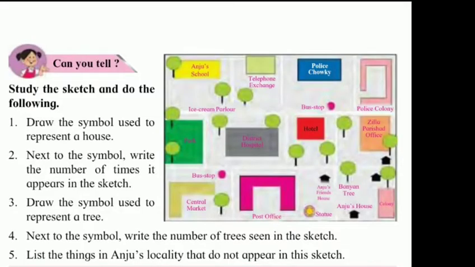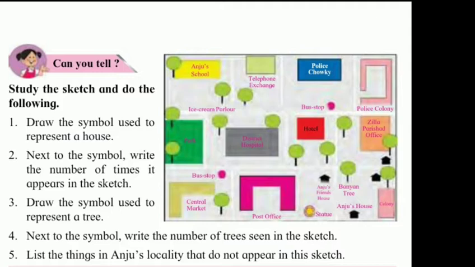Now students, coming to page number 88. Here a smaller picture of Anju's house and locality is given. Here realistic pictures of trees and buildings are not shown, and the symbols are given, they all represent them. And note that some of the things seen in the locality have not been shown in this picture. Such a picture is called a sketch.